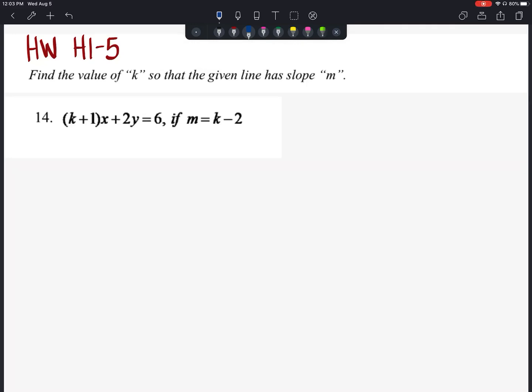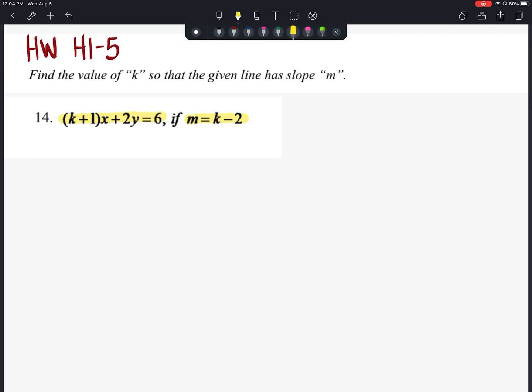Problem 14 from homework worksheet H1-5. Find the value of k so that the given line has slope m. Our given line, you'll see here, is the quantity of k plus 1 times x plus 2 times y is equal to 6. And they're telling us right now that the slope should equal k minus 2.